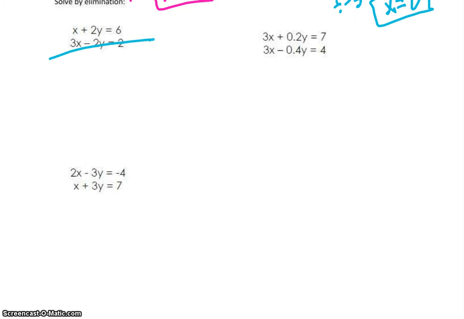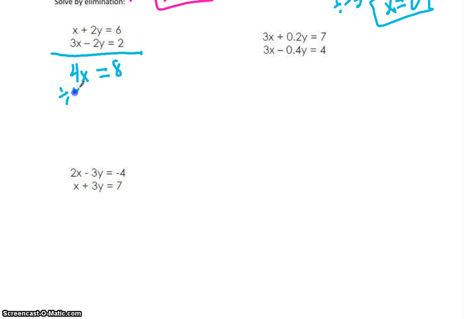Draw a line and combine. Except draw your line where you can still see what's going on here. So let's draw our line a little bit better. X and 3x, you're adding, you're using whatever sign it has because you're combining the two. So that's like saying 1 plus 3 gives me 4x. The y's cancel, equals 6 plus 2 is 8.